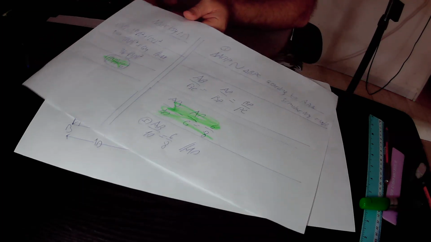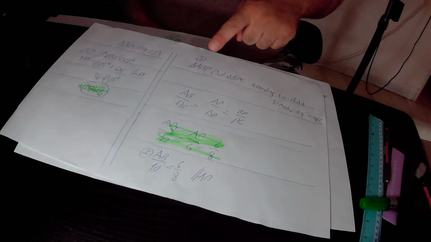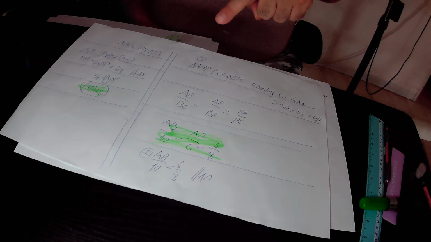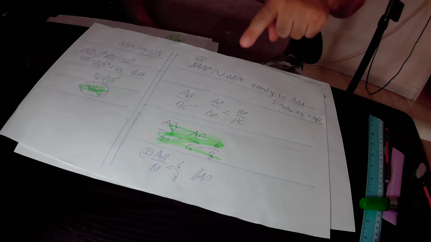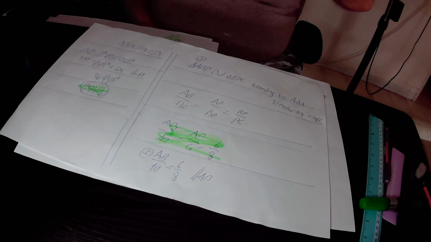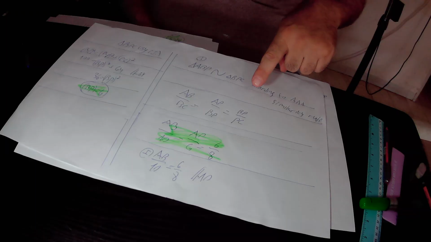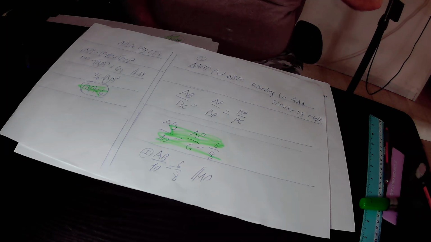Repeating again, we derive that side AB of the right triangle ABP over side BC of the right triangle BPC equals side AP of the right triangle ABP over side BP of the right triangle BPC, and it is also equal to side BP of the right triangle ABP over side PC of the right triangle PBC.